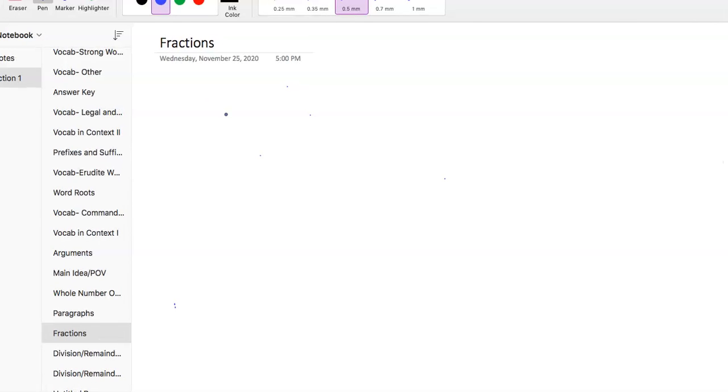All right, fractions. So we're going to go over how to add, subtract, multiply, and divide fractions. For adding and subtracting fractions, we have to find a common denominator. So let's look at a couple.